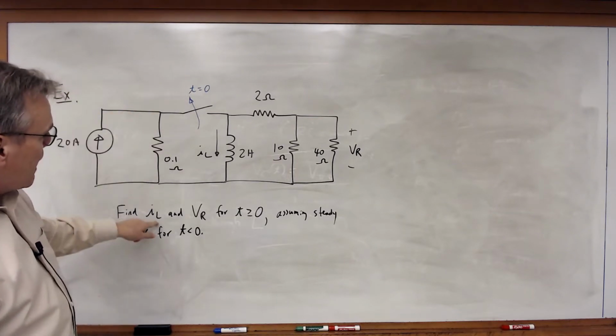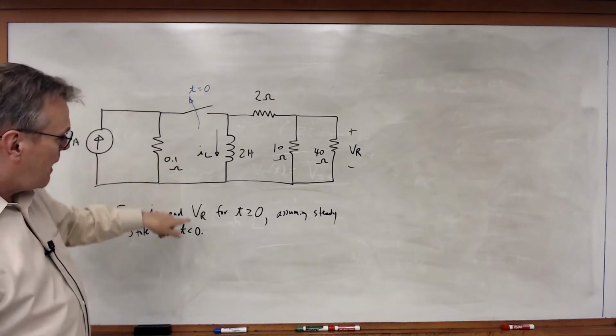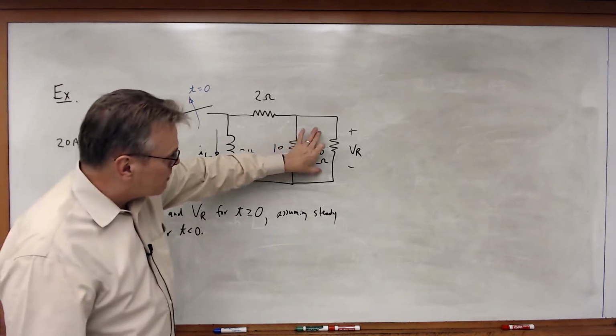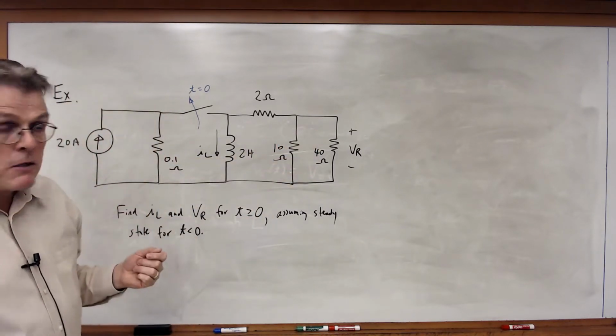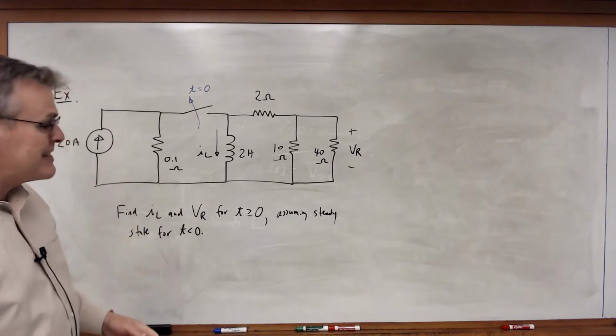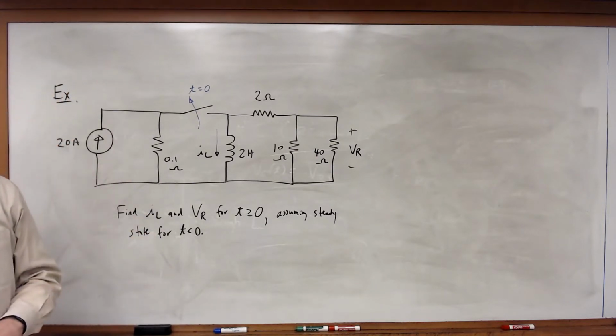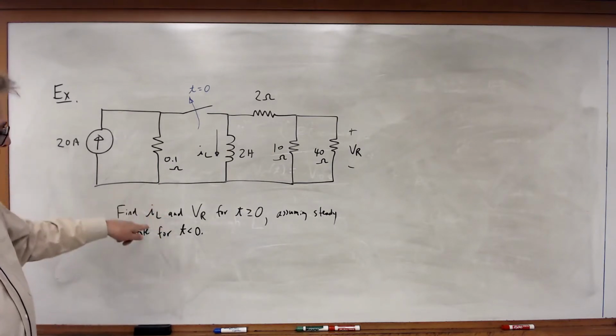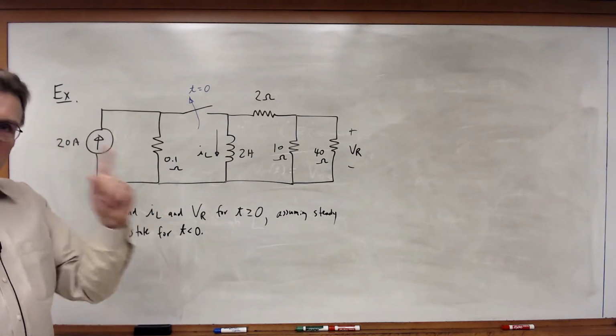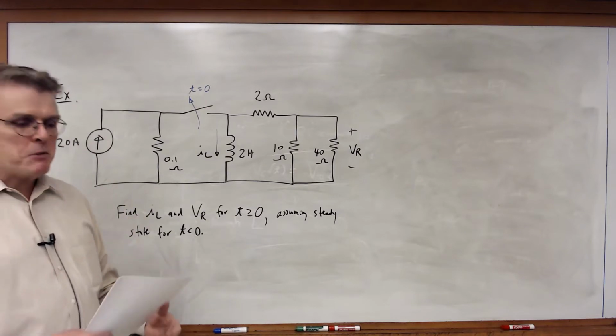We want to find IL, the current through the inductor, and VR, the voltage across that 40 ohm resistor for t greater than or equal to 0, assuming steady state for t less than 0. So how do we work this problem? Well, even if we weren't asked for IL, we would have to find IL. So IL must be found first.